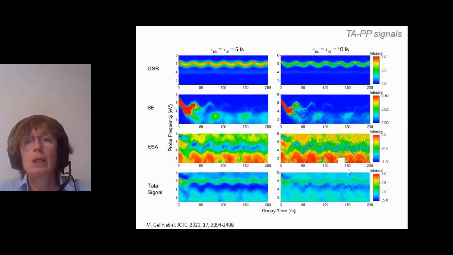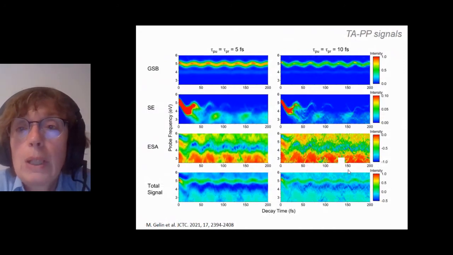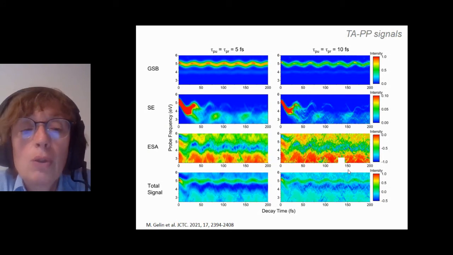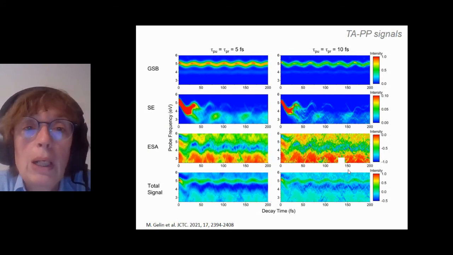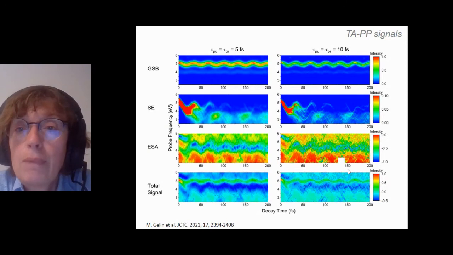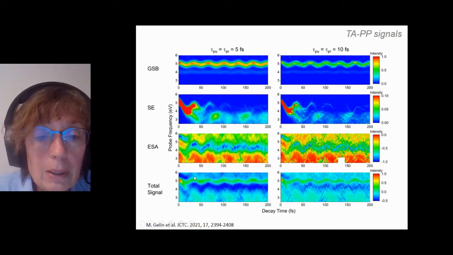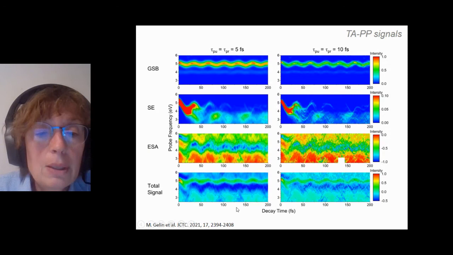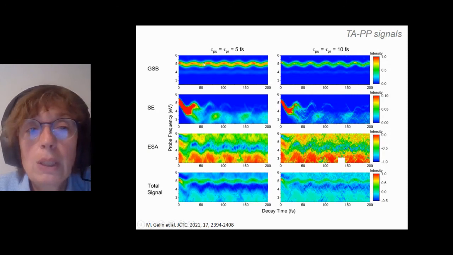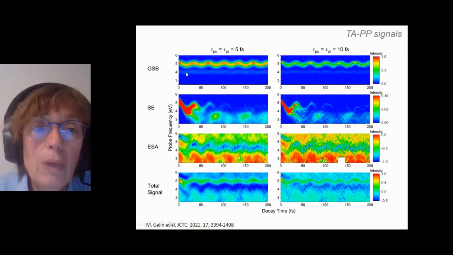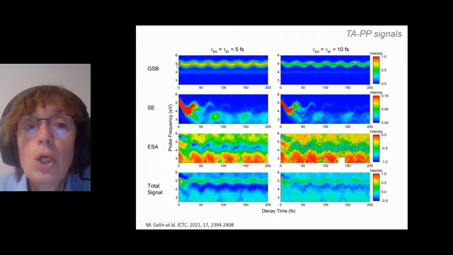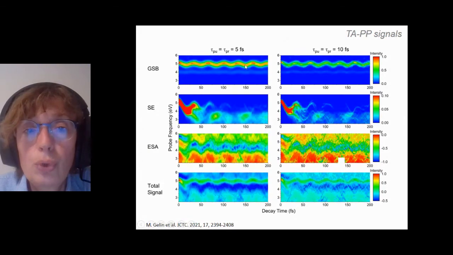Okay, here are the results. These are the transient absorption pump probe spectra of pyrazine that have been computed assuming a 5 femtosecond and a 10 femtosecond pump and probe pulse. The total signal and the three contributions. You can see that the total signal is dominated by the ground state bleaching contribution that is centered around 5 eV. This is the excitation energy to the bright B2U state.